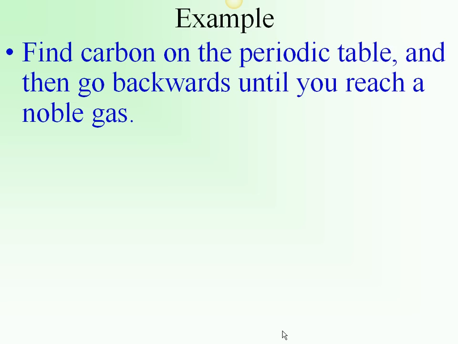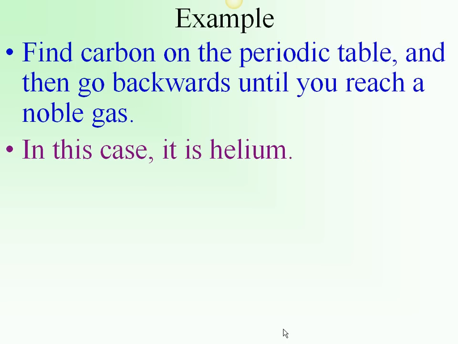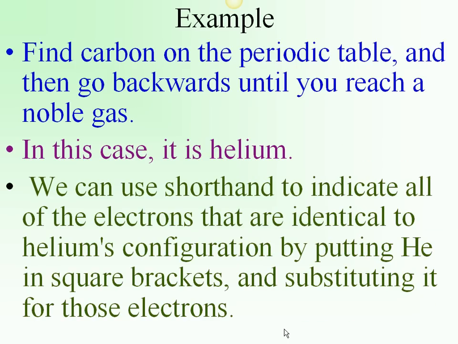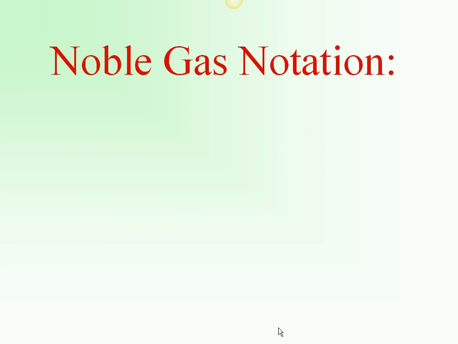Example. Find carbon on the periodic table and then go back until you reach a noble gas. In this case, it is helium. We can use shorthand to indicate all the electrons that are identical to helium's configuration by putting He in a square bracket and substituting it for those electrons. Noble gas notation.